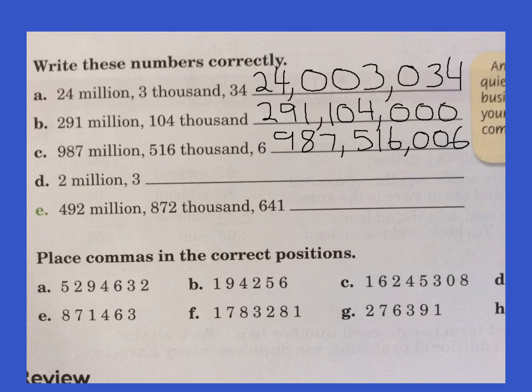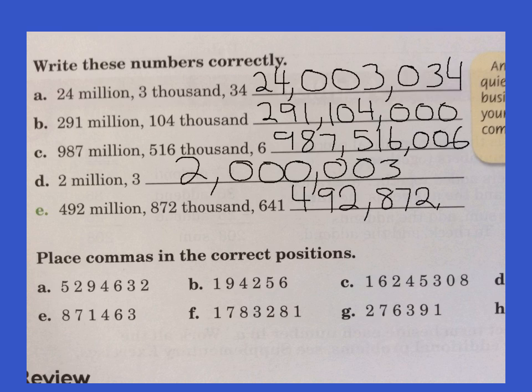D's kind of tricky. It says 2 million, so 2 and then a comma. It doesn't say anything about the thousands. But that doesn't mean we just skip it. We still have to put zeros for the thousands. And it just says 3, not 3 hundreds, so 0 there. Not 3 tens, no, not 30, just 3. So that long number just for this small amount of information. Okay, E says 492 million, so 492, comma. 872,000, 872, comma. 641.